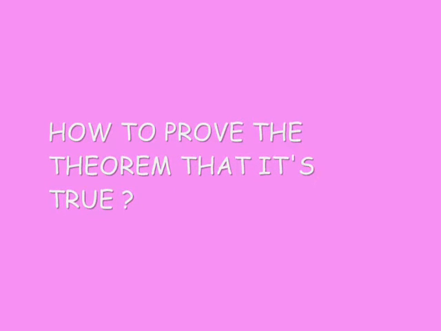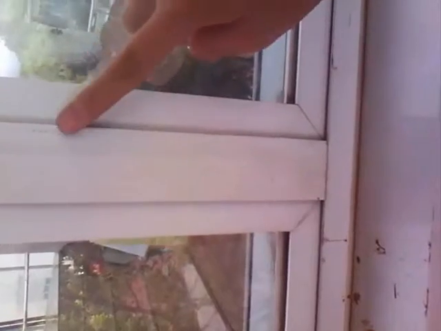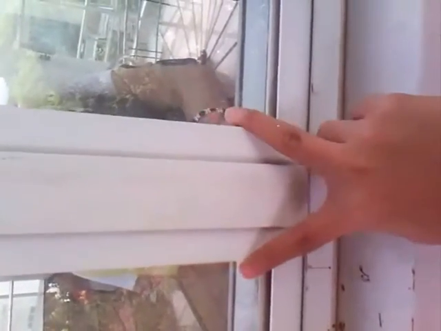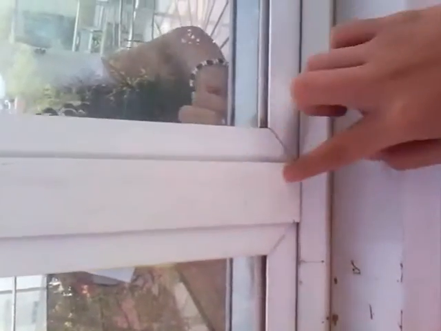Theorem 18. If a plane is perpendicular to each of two planes, it is perpendicular to their line of intersection. If a plane, this plane, is perpendicular to each of these two planes, your plane 1 and your plane 2, then the line of intersection of these two planes is perpendicular to this plane. That is the illustration for Theorem 18.